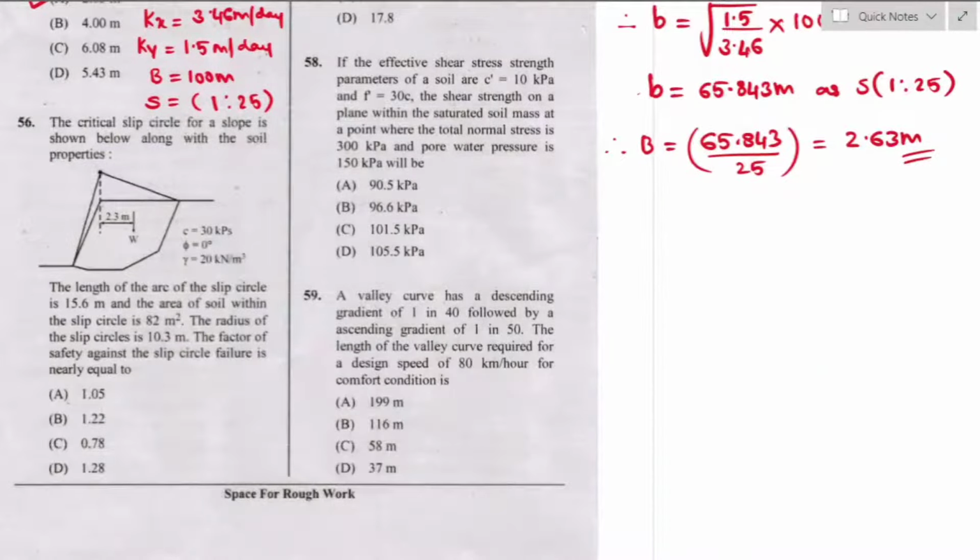Question number 56. The critical slip circle for a slope is shown below along with the soil properties. These are the soil properties. The length of the arc of the slip circle is 15.6 meter and the area of the soil within the slip circle is 82 meter square. The radius of the slip circle is 10.3 meter. The factor of safety against the slip circle failure is nearly equal to. So we have to determine the factor of safety.